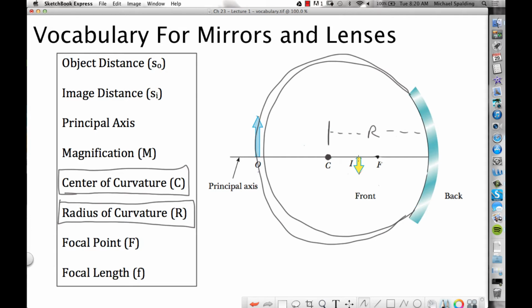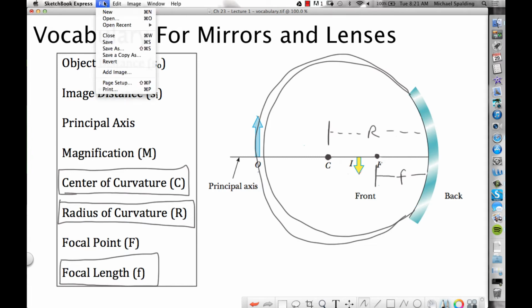Okay, if you take exactly half the radius of curvature, that's referred to as the focal length, indicated with a lowercase f, focal length. And then the point that corresponds to the focal length is called the focal point. It's a point. And the focal point is directly between the center of curvature and the mirror. So those are the terms. Simple as that. All right, now let's go to the next screen.